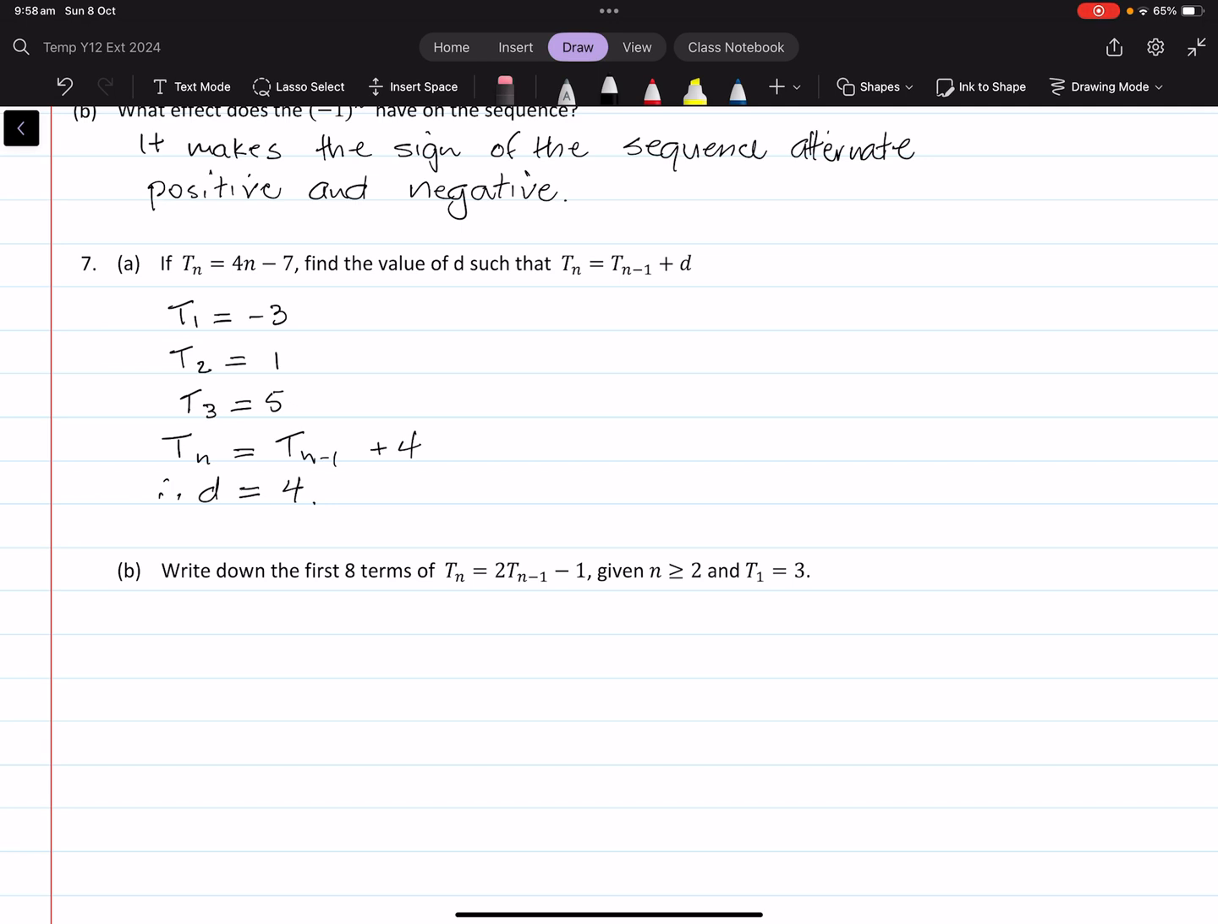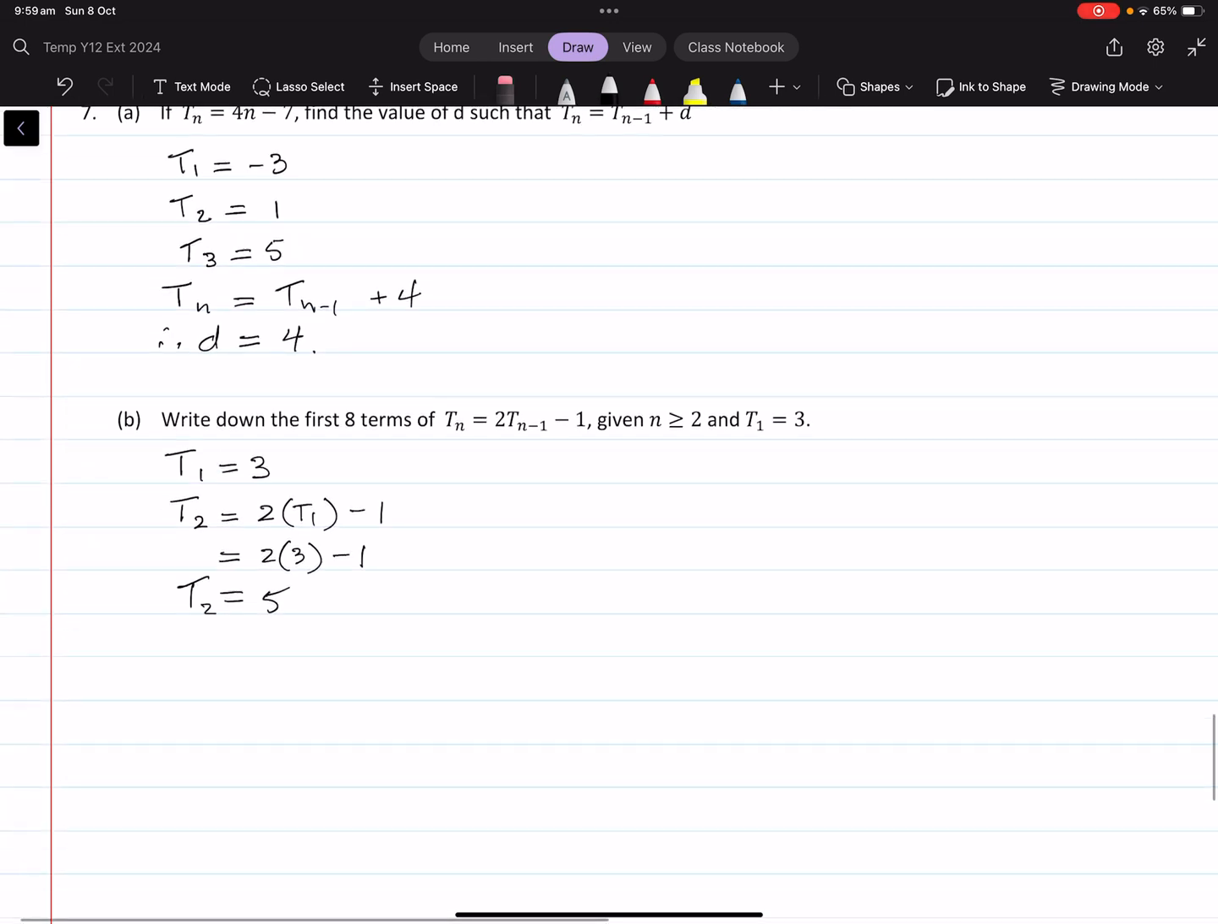Term 1, we're told, is 3. So the first term's 3. But beyond that, we can use the formula. So term 2 is going to be equal to 2 times term 1 minus 1. Okay, so that's going to be 2 times the 3 minus 1. So 2 3s are 6 minus 1 is 5. So term 2 is 5.